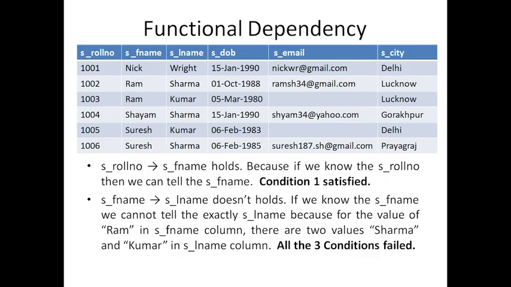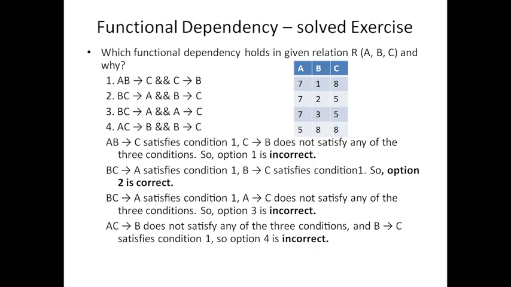Next we move on to condition 3. If two rows have the same value in first name, the corresponding last name value should be the same. But here two rows have the first name Ram, but the corresponding last name value differs. One is Sharma and another one is Kumar. So the third condition also fails. So this FD is not a valid one.